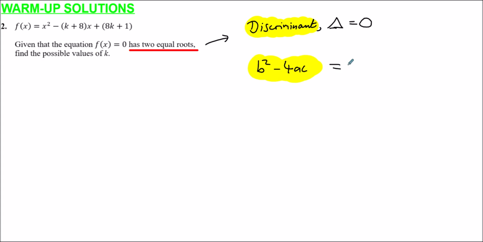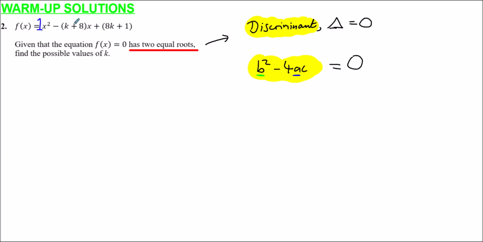So that equals 0. Now, if you're particularly rusty or haven't done some work for a while, for whatever reason, you might be thinking, what's a, b, and c? Well, a is the coefficient of the x squared. There's only one x squared, so the invisible coefficient here is 1.